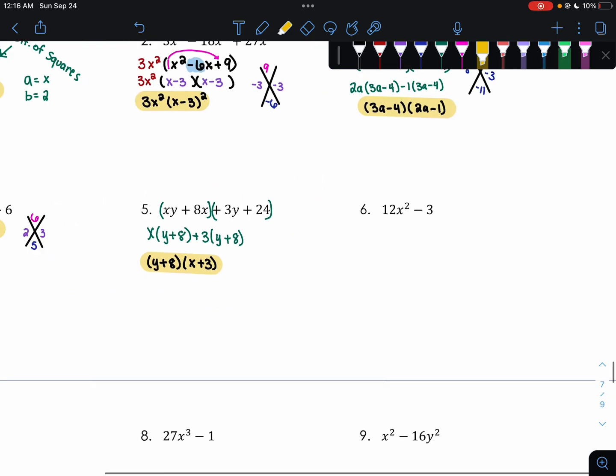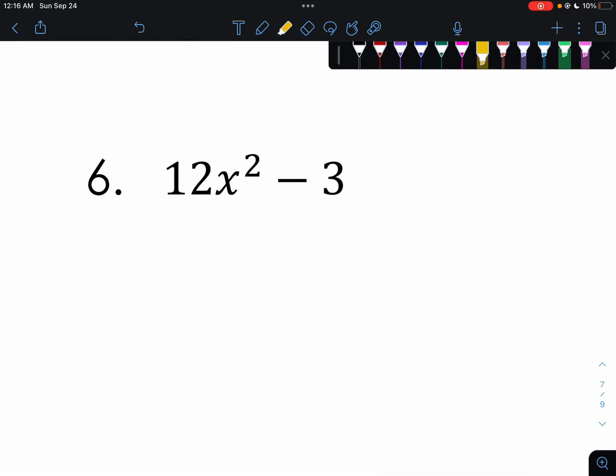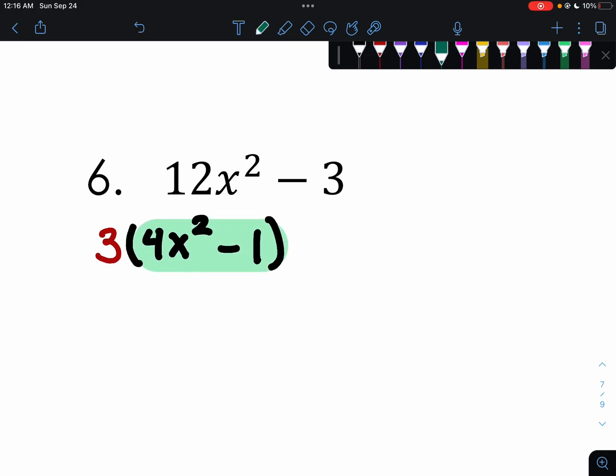Okay, looking at number 6, we see that we have a binomial. That means we have two terms. First thing we do is check for a greatest common factor. So we do have a greatest common factor of 3. So I'm going to factor out a 3 first. When I do that, it leaves me with a 4x squared minus 1. Then I see here that I have a difference of squares. We need to make note.